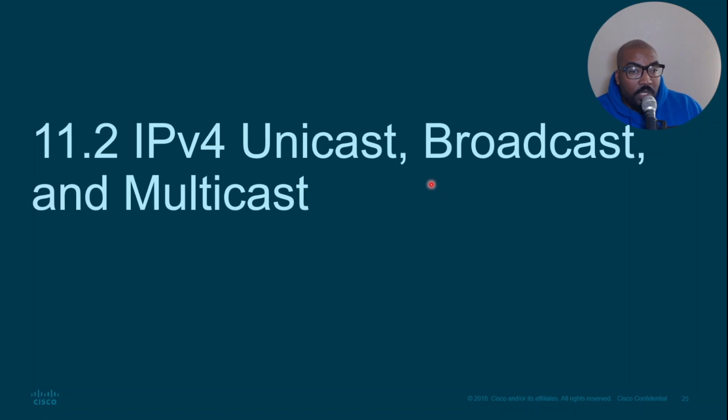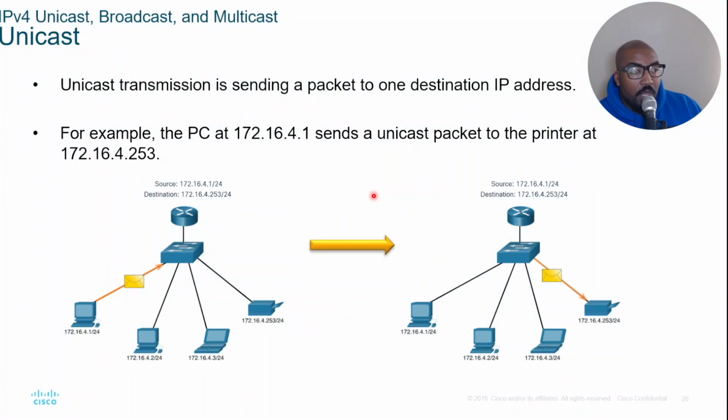IP version 4 unicast, broadcast, and multicast. So let's go through these. Unicast transmission is sending a packet to one destination IP address. So essentially it's just between you and one other person. It's just a unicast. Nobody else hears it. It is just between you and that person, or those 2 nodes that are talking. Those 2 end devices.